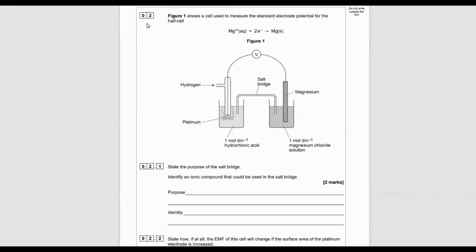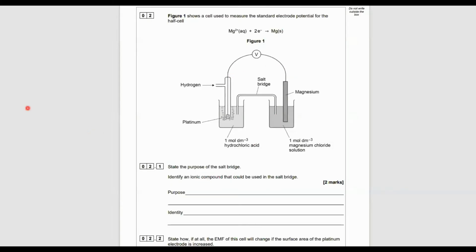Figure 1 shows a cell used to measure the standard electrode potential for the half cell. We've got Mg2+ plus 2 electrons goes to magnesium solid. 2.1. State the purpose of the salt bridge. That's this little tube here connecting the 2 beakers. What's the purpose of it? Part 2 of 2.1. Identify an ionic compound that could be used in the salt bridge.